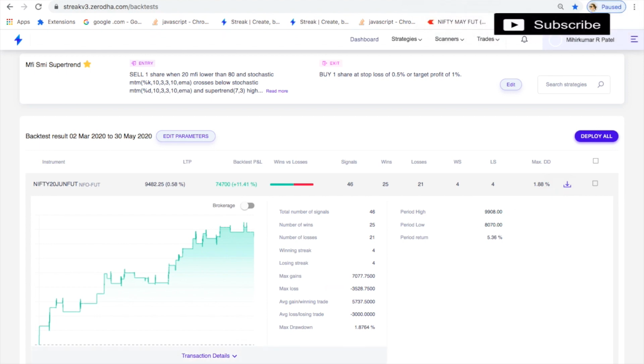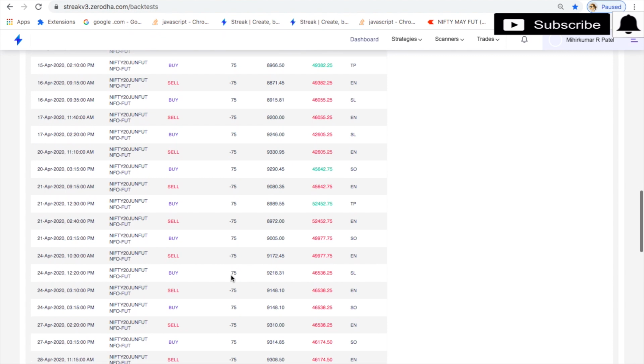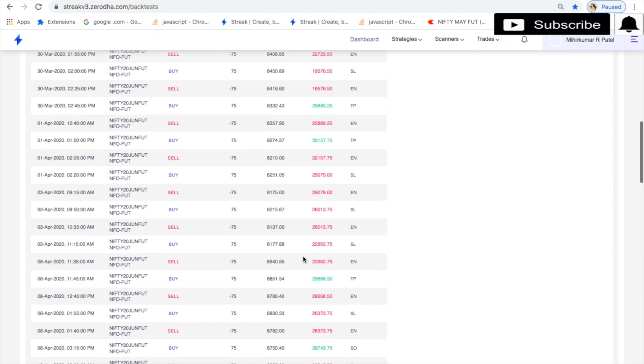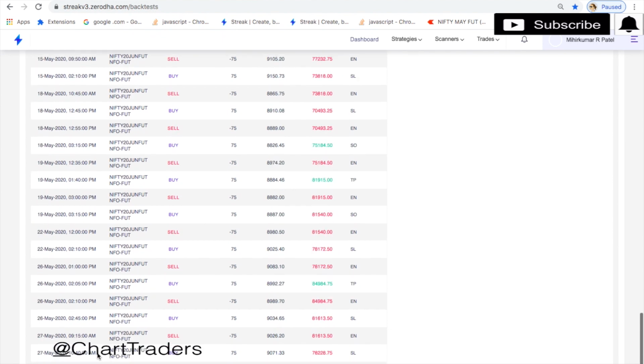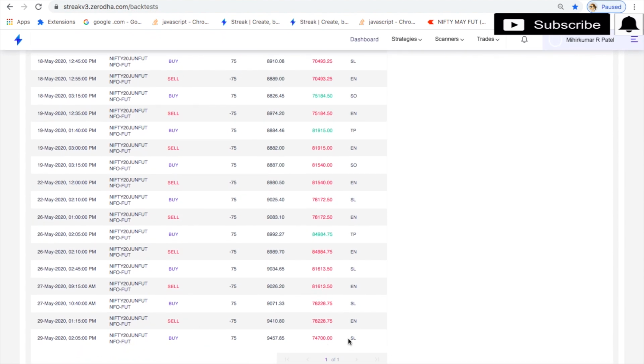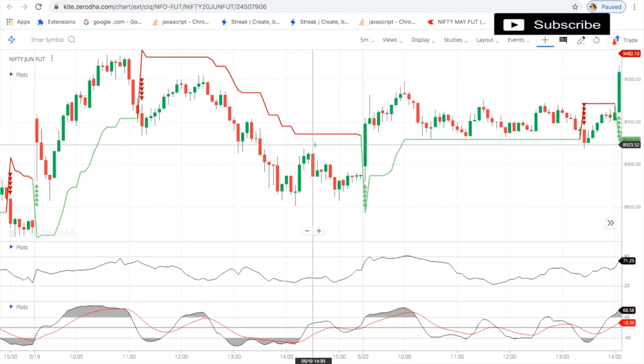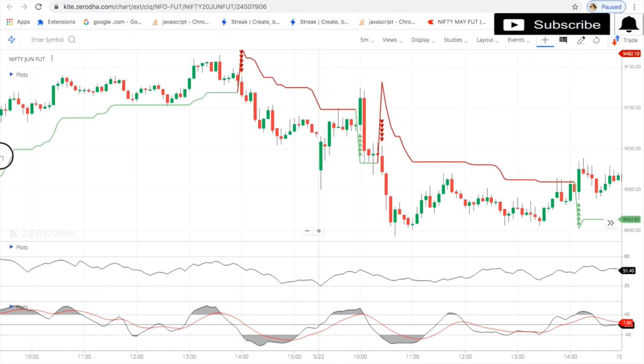Okay, you can even see the transaction details. Here we can see EN means entry point, SL means stop loss, TP means target, and SO means MIS exit. That is around 315. Okay, so we will see one trading setup. This is a stop loss on 26 May. So we will see 26 May.